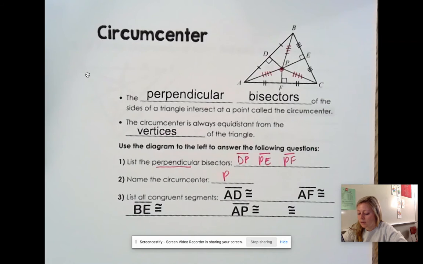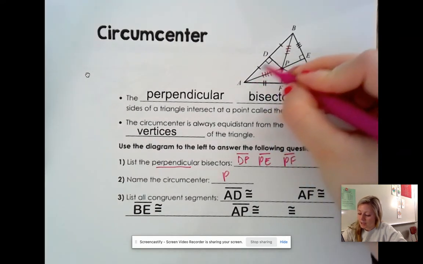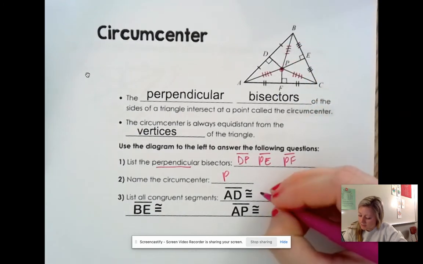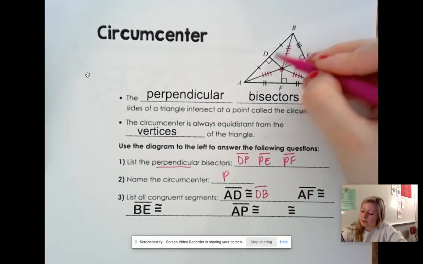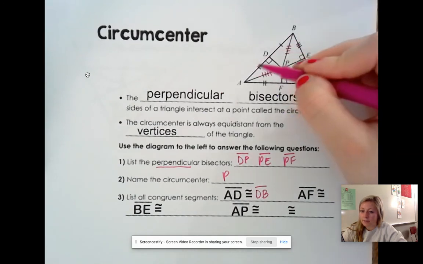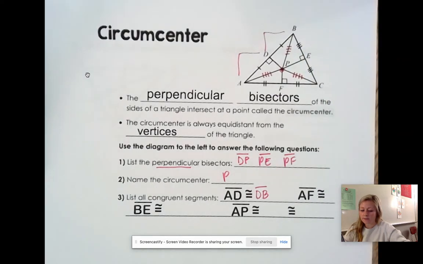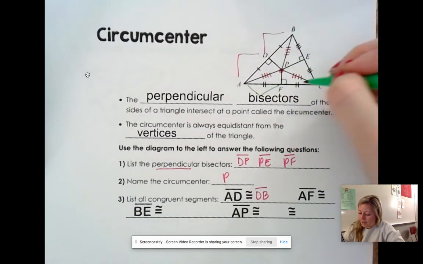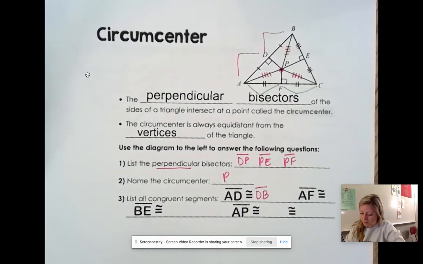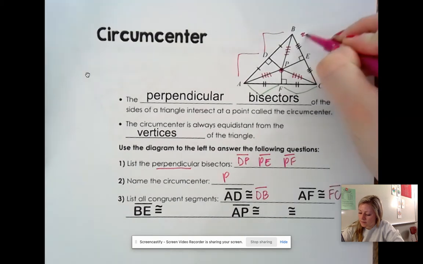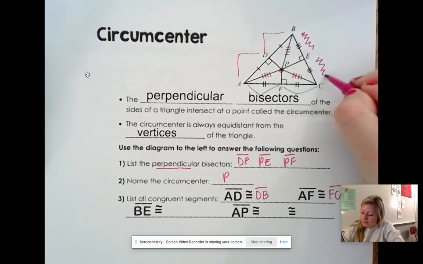Now it says list all congruent segments. So there is a lot happening here. So we're just going to play the matching game. Okay? So AD has 1 tick mark, so I'm looking for my other tick mark, which is DB. And just remember that perpendicular bisector cuts each side in half, right? It bisects it. So then think about this half has to be the same as this half. Just like AF has to be the same as FC, because we're cutting each side in half. BE is the same as EC.